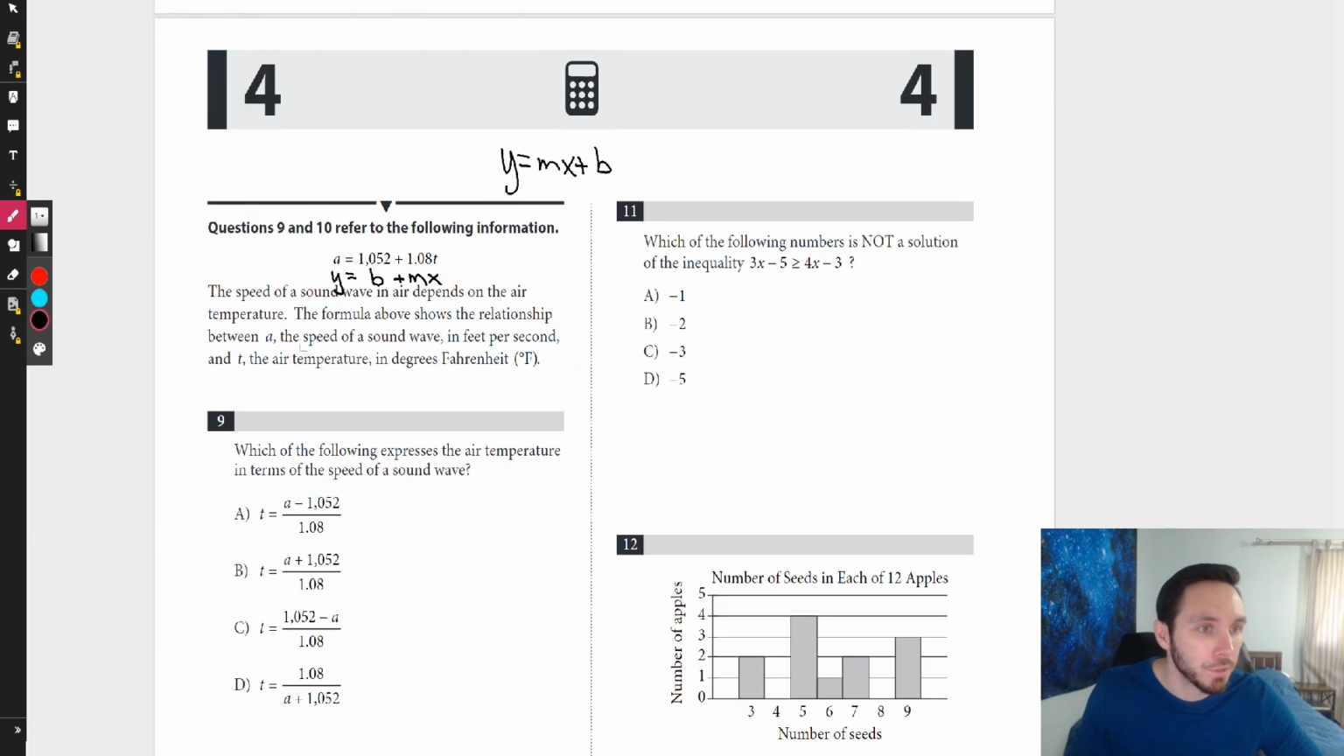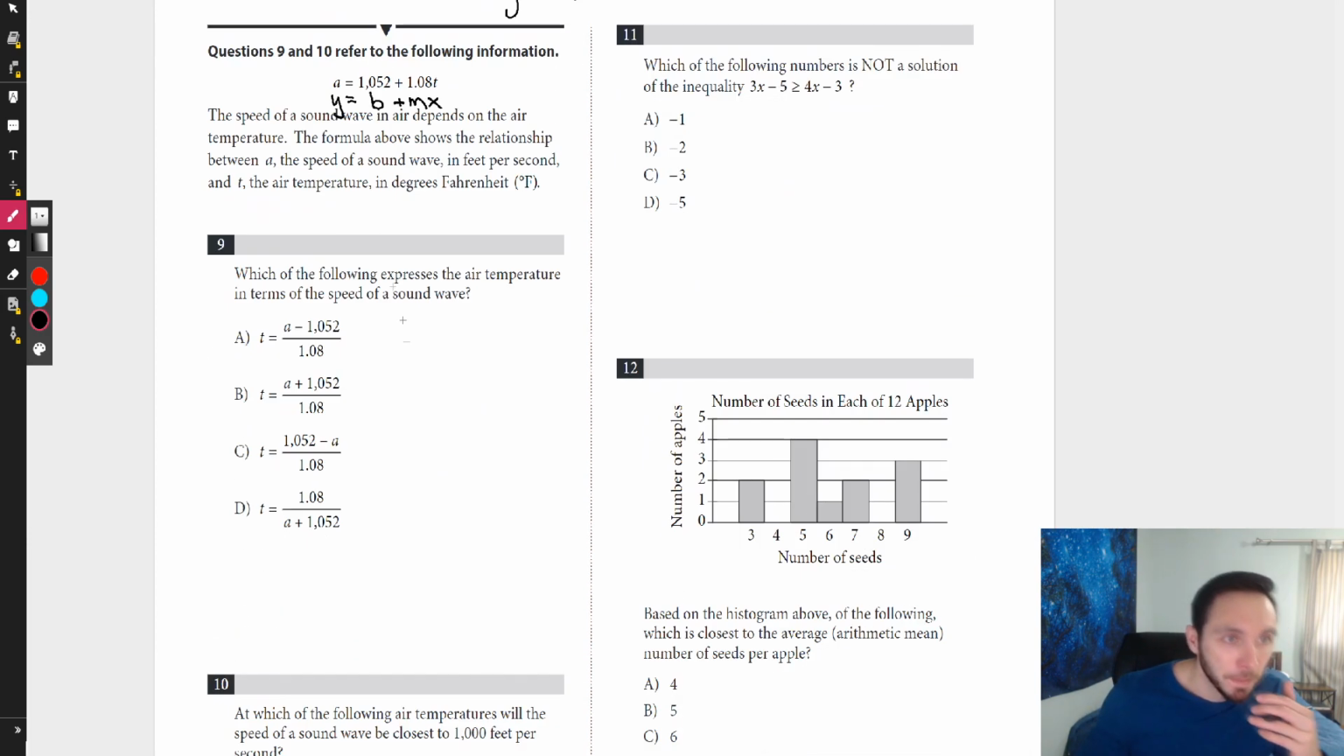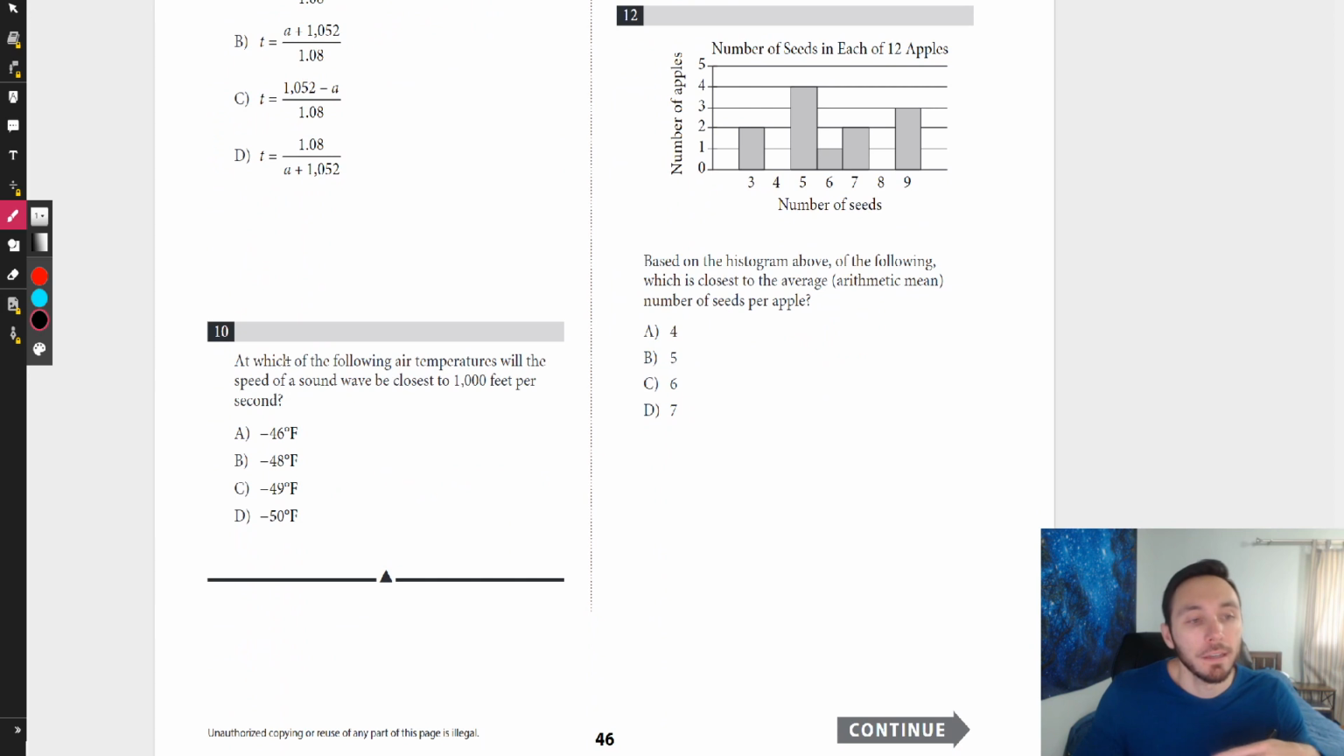Anyway, so we're given this y is equal to mx plus b, and it looks like the speed of sound waves in the air depends on the air temperature, okay? The formula above shows the relationship between a, the speed of a sound wave in feet per second, and t, the air temperature in degrees Fahrenheit. So with 10, it does ask, at which of the following air temperatures will the speed of sound be closest? So right off the bat, it's going to be an approximation to 1,000 feet per second. Know what goes in and what shoots out.